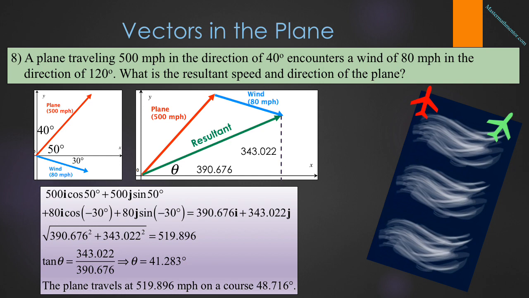So we find that the plane actually travels slightly faster, the wind helps it, at 519.896 miles per hour. And again, we want the course, and the course is measured from the north, so it's 90 minus 41.283, or the course is 48.716 degrees.